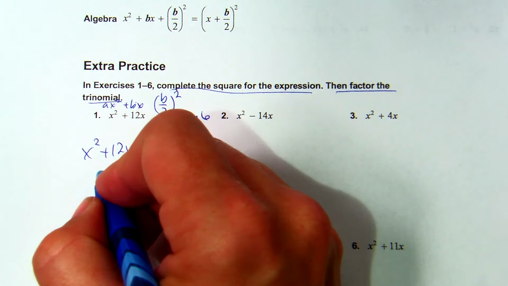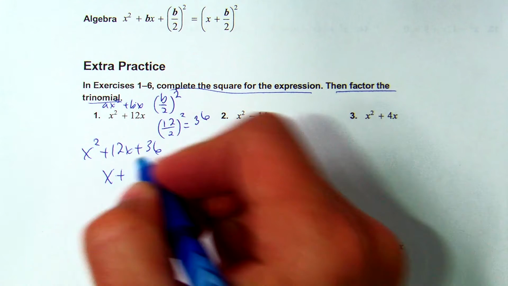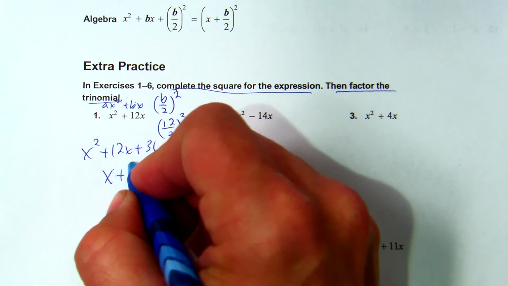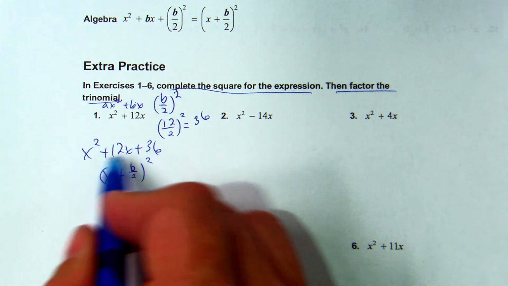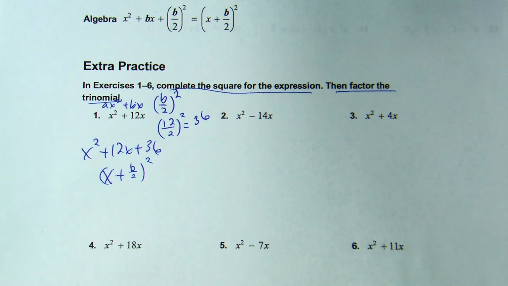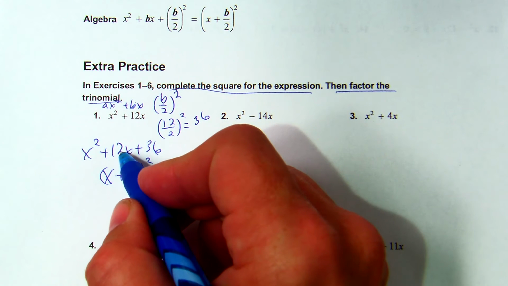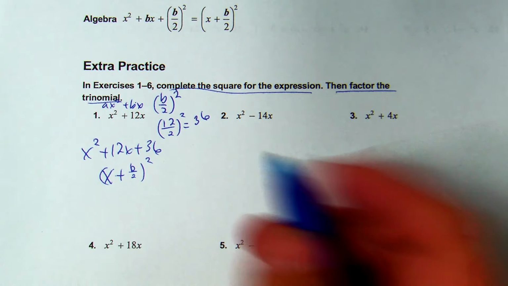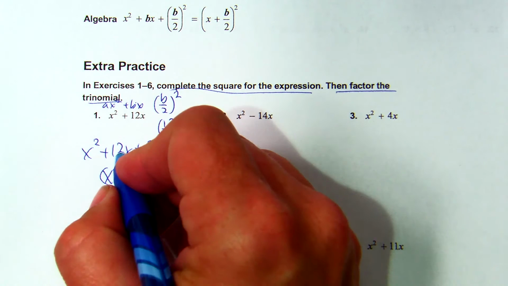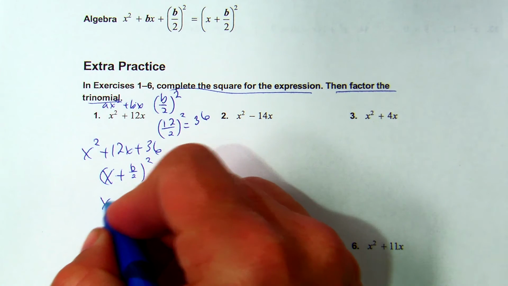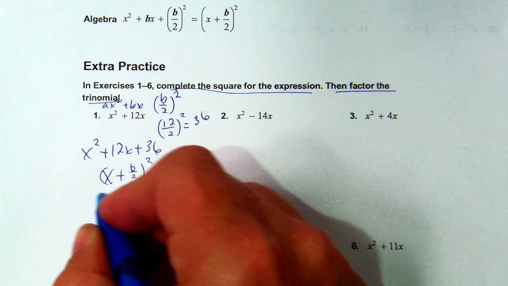Remember that when I factor it, it's x plus b over 2, squared. And we already know what that should be, because when we multiply or fold these out, all it is is doubling that term for the middle one. So we just take that divided by 2. So it's x plus 6 squared.